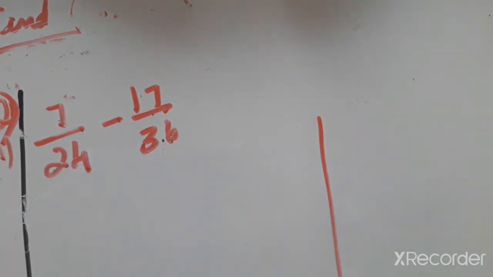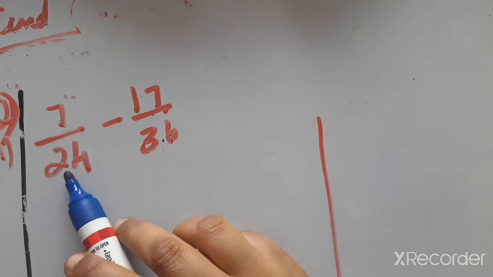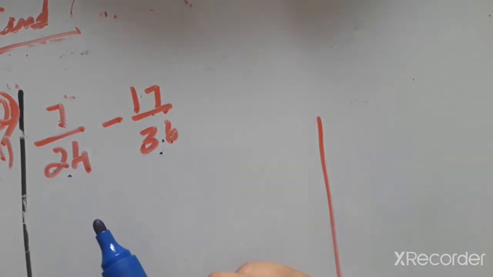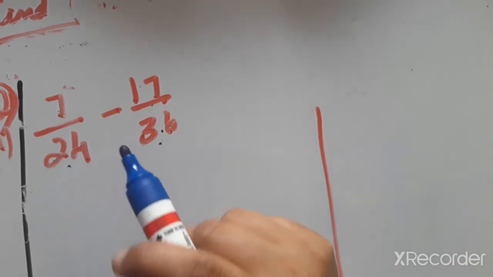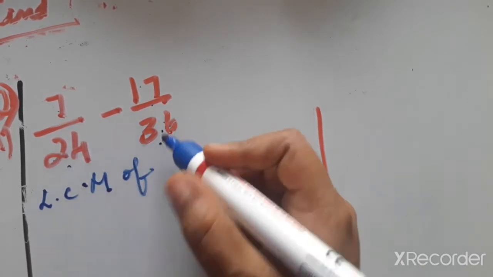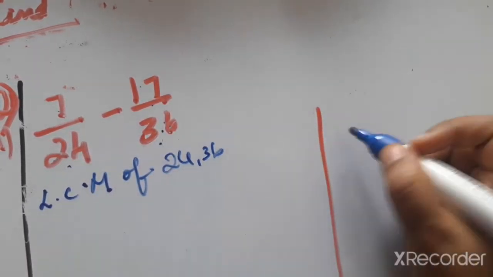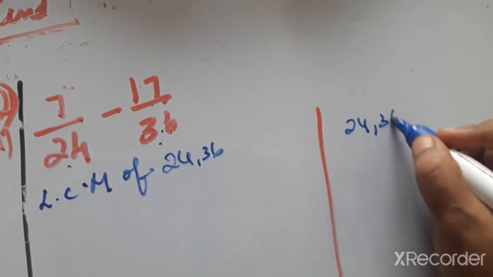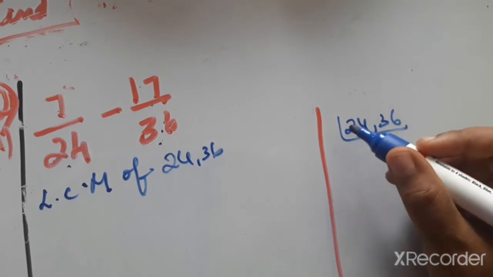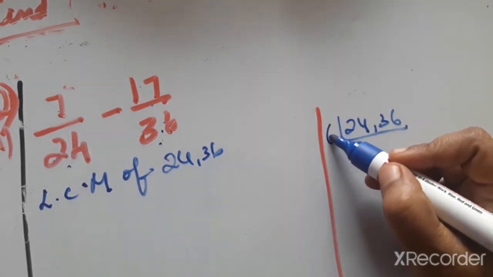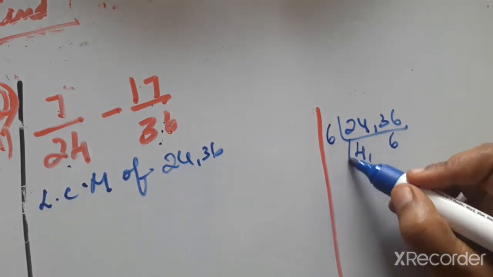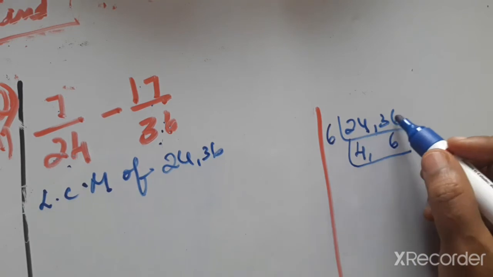Now here it is an unlike rational number or fraction, because here the denominator is 24 and here 36. First, we have to convert into the same denominator. To convert into the same denominator, we have to find the LCM of the denominators 24 and 36. Which table will they both multiply with? 6 fours are 24, 6 6s are 36. Both will multiply with the 6 table.